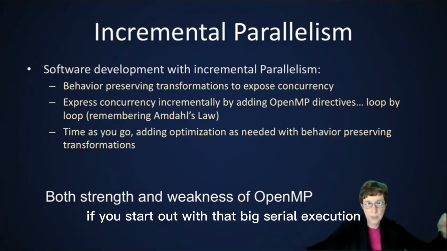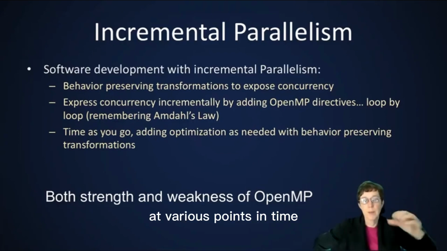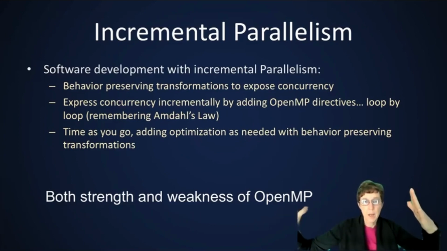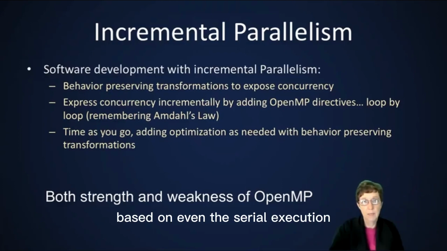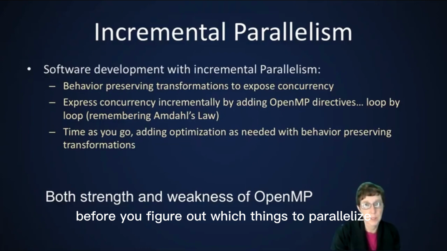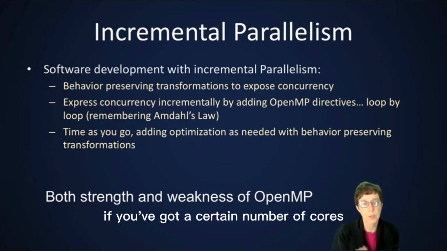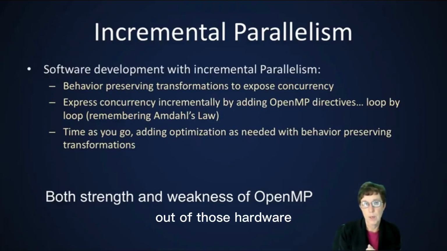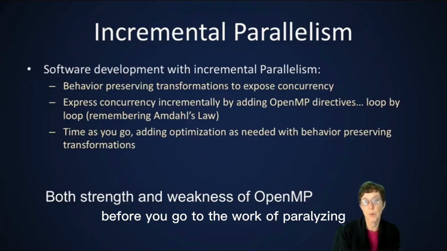If you start out with that big serial execution and then you add some parallel chunks to it at various points in time, the only pieces of the overall running time that you're going to be getting speedups on are the pieces in those parallel regions. And so you can use Amdahl's law, based on even the serial execution before you figure out which things to parallelize, to estimate the maximum speedup you could get if you've got a certain number of cores or hardware threads on your processor that will allow you to get better performance out of the parallelism. So you can use Amdahl's law to estimate that before you go to the work of parallelizing.